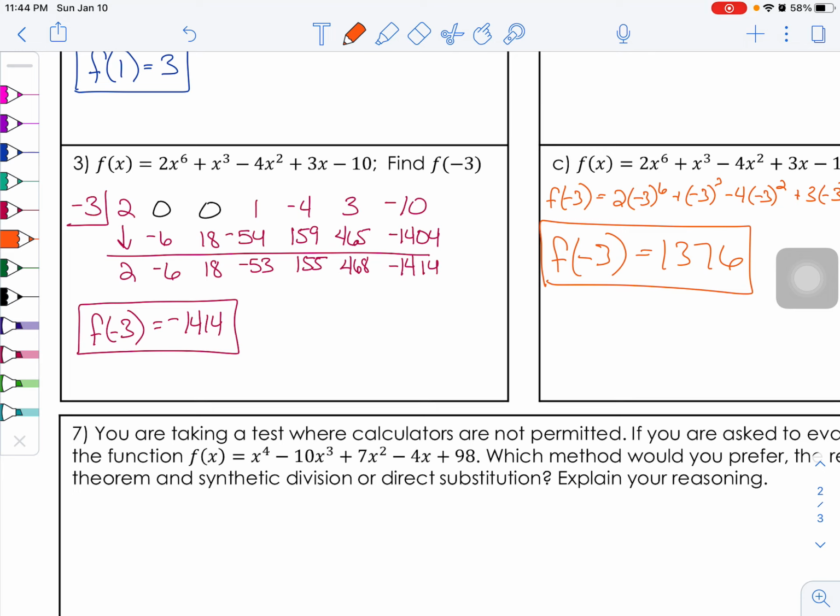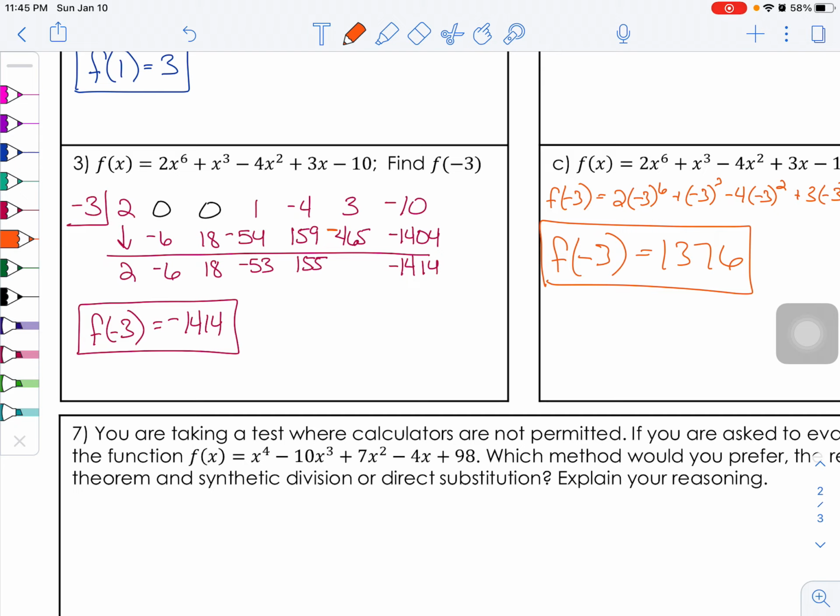All right. So we're going to drop the 2. Times negative 3 is negative 6. Add up is negative 6. That's 18. Add up. All right. So now let's start this. That's negative 54. If I add 1 is negative 53 times negative 3. 159 plus negative 4. 155 times negative 3. Oops, this is supposed to be negative right here. See, that was my mistake.